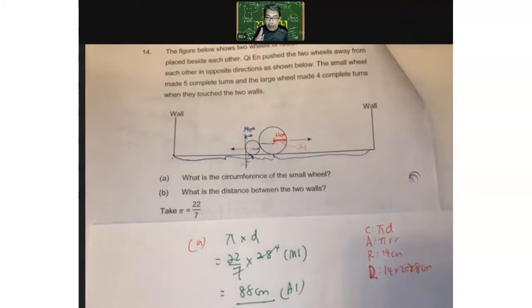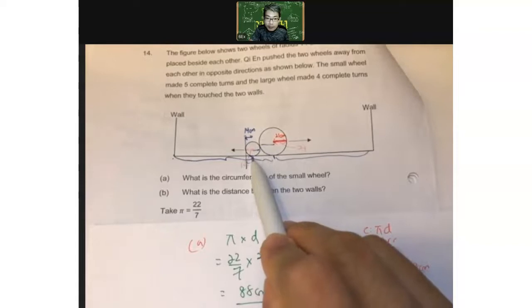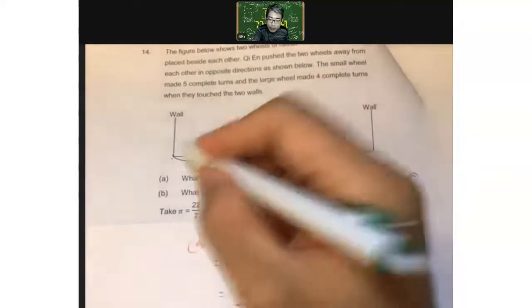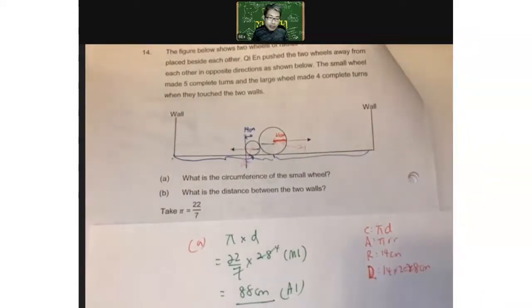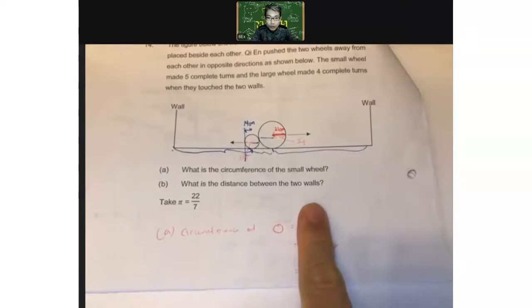Now, the tricky one is the second part of the question. What is the distance between the 2 walls? So how do we measure it? Well, if we start moving from this point, then you start to roll forward until you reach the end of the wall. How would you measure it? Now, for part B here, what's the distance between the 2 walls?